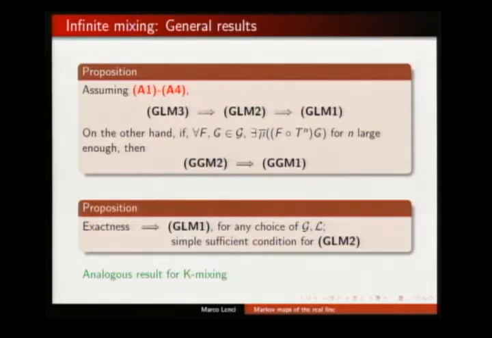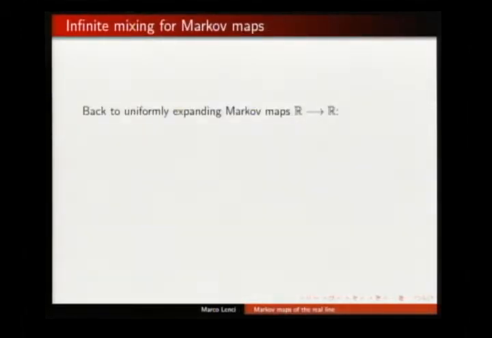Why did I spend half of my talk, or three quarters of my paper, proving certain things about exactness? Because it's a general result: if you have exactness, then GLM1 comes for free. It's an old theorem by Lin, 1971. And GLM2 has a very easy criterion, easier to prove than in most other cases. And you have analogous results for K-mixing. But here we're talking about non-invertible maps, so let's not talk about K-mixing.